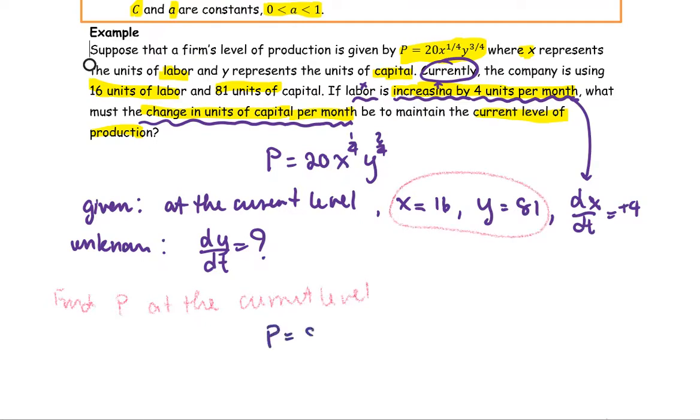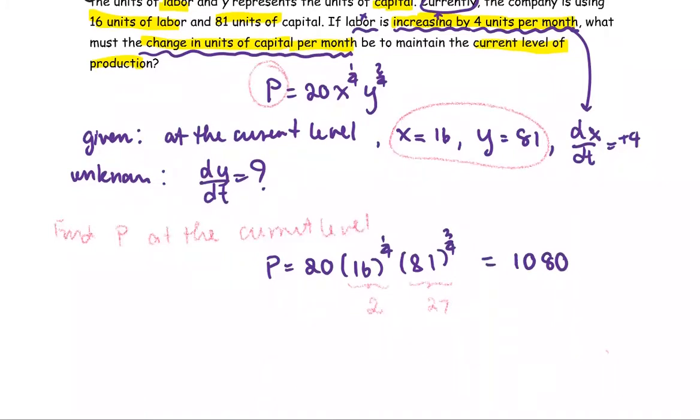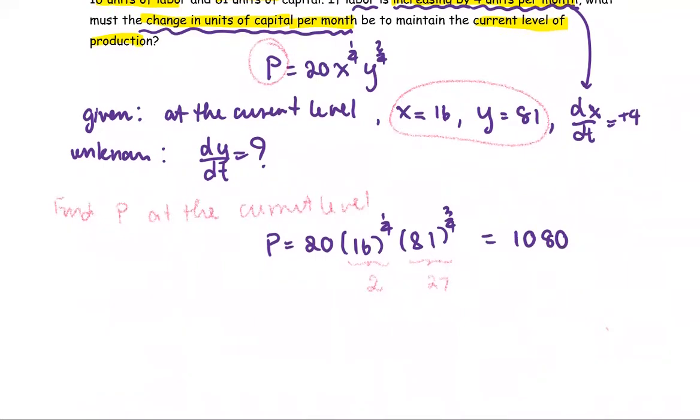So P equals 20 multiplied by 16 to the power 1 over 4 multiplied by 81 to the power 3 over 4. 16 to the power 1 over 4, that is the fourth root of 16, or the value 2. 81 to the power 3 over 4, that is the fourth root of 81, or 3, raised to the power 3, that returns 27. So we just multiply those numbers, 20, 2, and 27 together, and it comes out to be 1080. After we get the current production level, we just replace it into the left-hand side of the equation. So then we get the equation in the form of 1080 on the left equals 20 x to the power 1 over 4, y to the power 3 over 4.